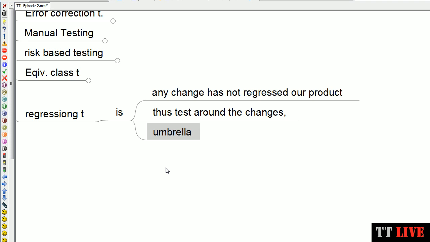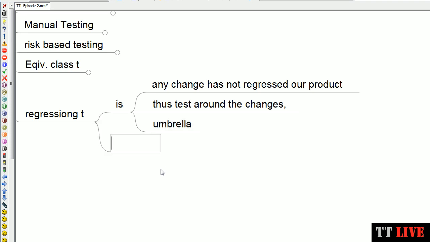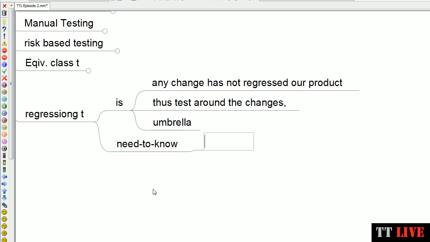Umbrella. I'll get it correct eventually. But it's an umbrella term. We can use it any way you like if we're doing the regression testing on it. Need to know. I'm blabbering. I'll take a sip of water and I'll be fine later on.